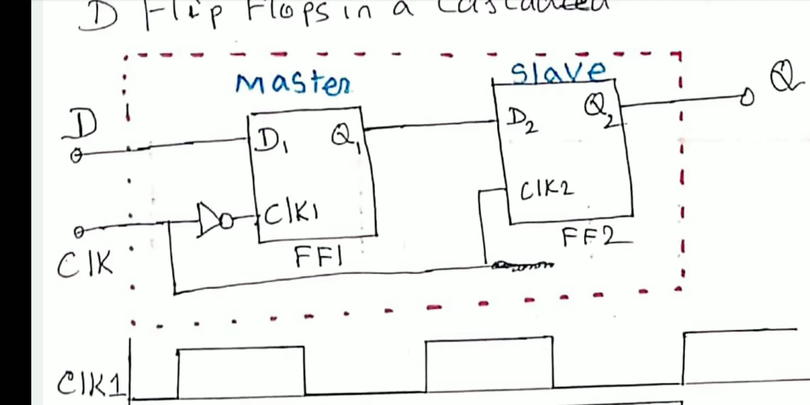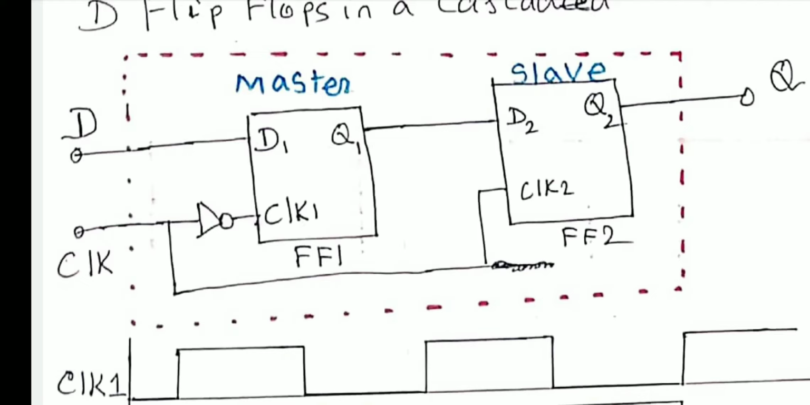What about the clock? For the first flip-flop, that is flip-flop 1, the clock is inverted. That is, the clock is given to the clock input through the NOT gate. For the second flip-flop, the clock is directly given, right? So when you connect the clock in this fashion, it is called positive edge triggered D flip-flop. You will get the positive edge triggered type D flip-flop circuit.